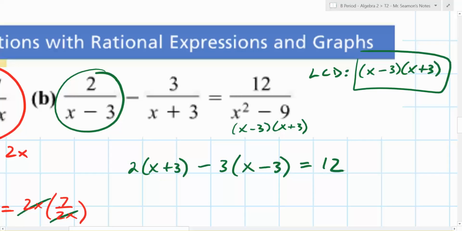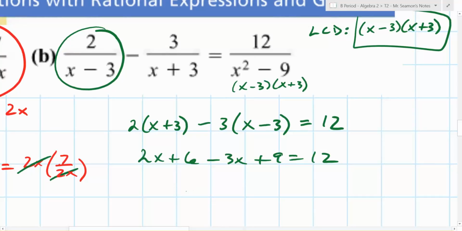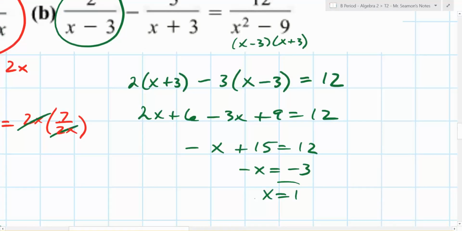When you multiply by the LCD, it should nuke all of the denominators. Then you have just a straight linear equation. There are no fractions in there. So you get 2x plus 6 minus 3x plus 9 is equal to 12. How many x's on the left? Negative x, plus 15 is equal to 12. What do I subtract from both sides? So what does x equal? 1. It's kind of cool.